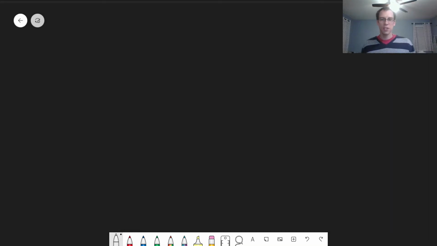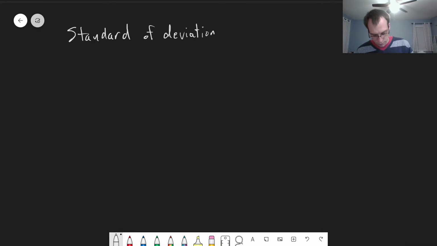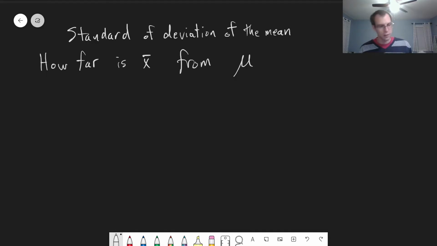One final concept I want to mention briefly, because it comes up in your textbook and will show up in a few places, is the idea of the standard deviation of the mean. And this is a little bit different than a regular standard deviation, and is calculated differently, of course. What this is, is a way of measuring how far your measured mean, so x bar, is from mu, from the population mean.